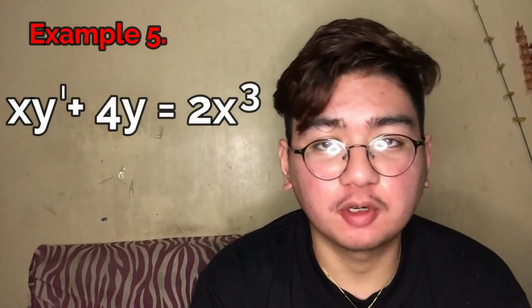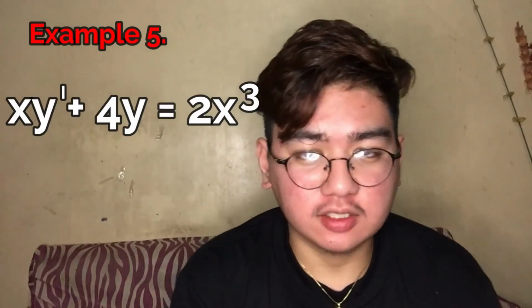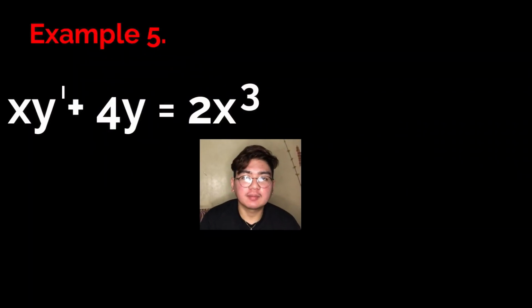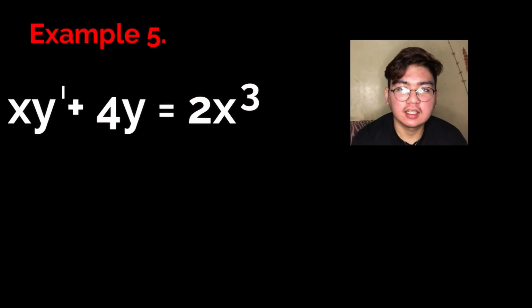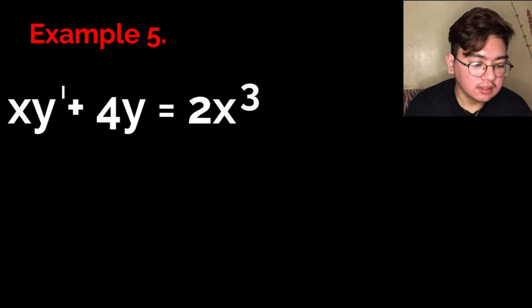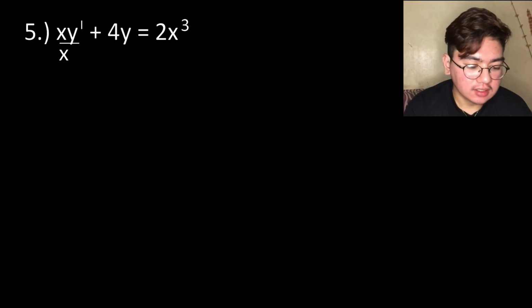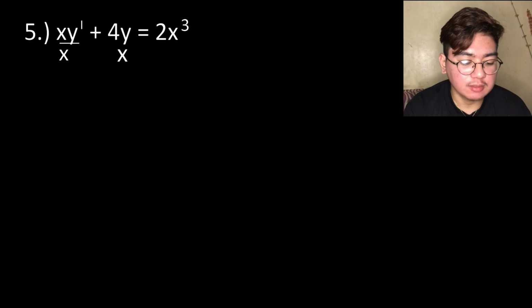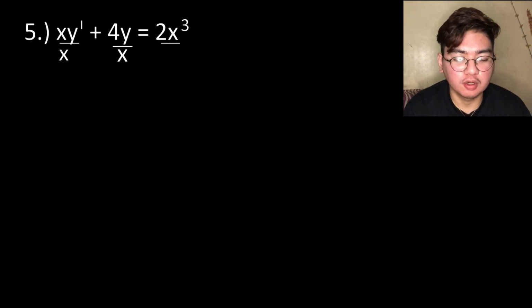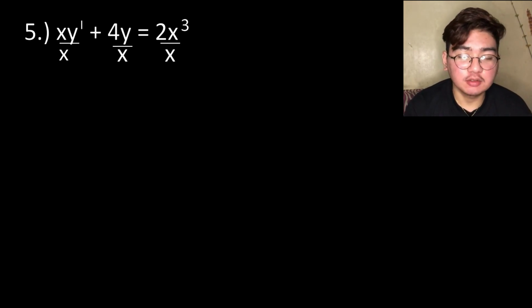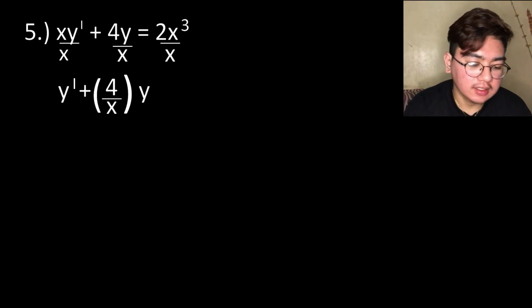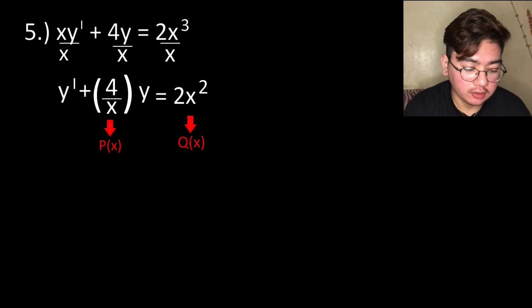xy prime plus 4y equals x cubed. Dapat walang katabi si y prime. Kaya yung x, i-divide natin sa lahat. Magiging xy prime over x plus 4 over x times y equals 2x cubed over x. Ika-cancel yung x, kaya magiging y prime plus 4 over x times y equals 2x squared.